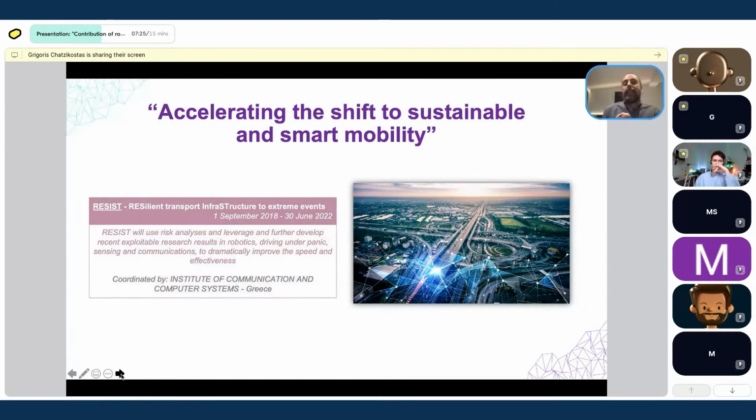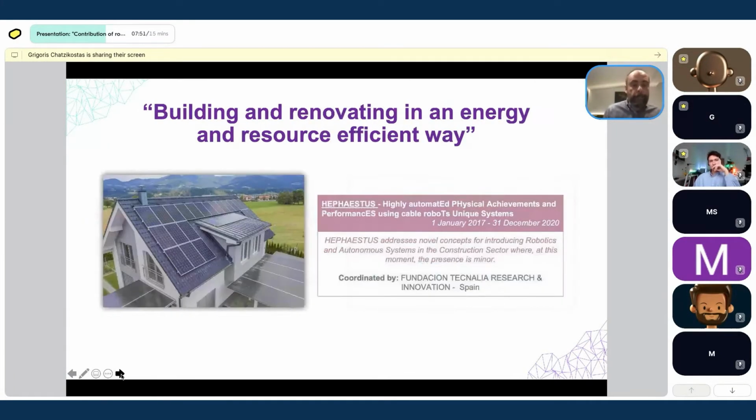Then, sustainable and smart mobility. Robots can really help, particularly in the resilience of transport infrastructures to extreme events. We can use robotic technologies that can help in extreme events where people tend to be driving under panic. They can improve the speed and effectiveness of the solutions. This is a project coordinated by ICCS in Greece.